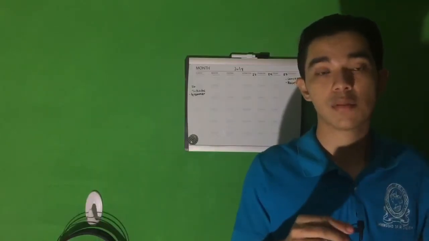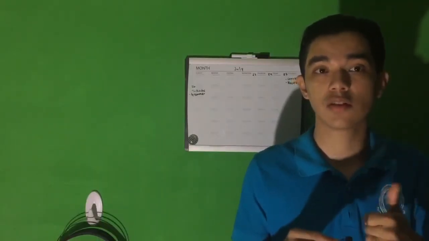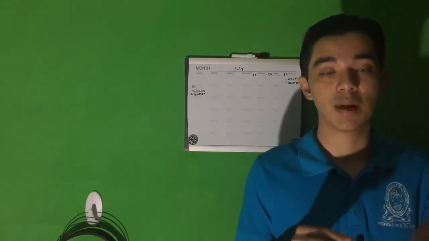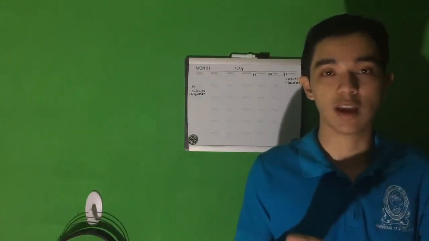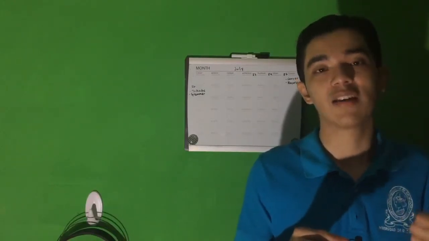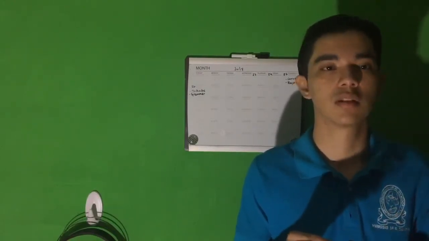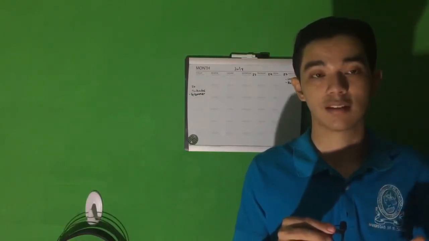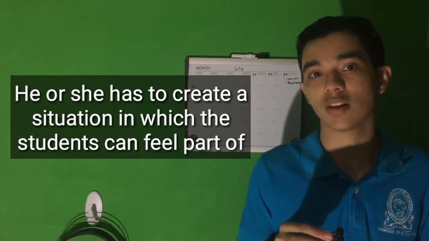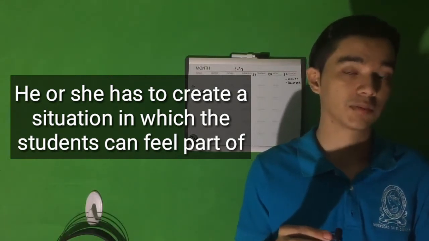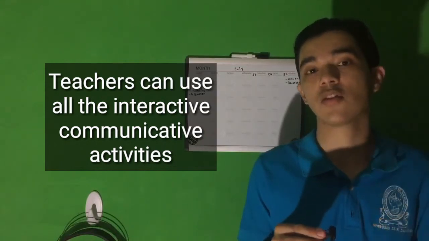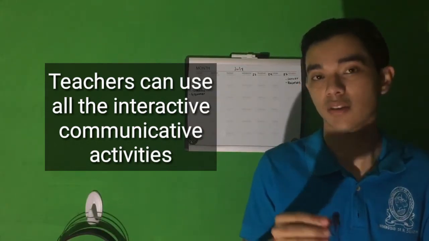Well, like in every method, we have the teacher's role and the learner's role. In this method, Suggestopedia, we have them too. About the teacher's role, I have selected 5. The first one says, he or she has to create a situation in which the student can feel part of it. Teachers can use all the interactive communicative activities.